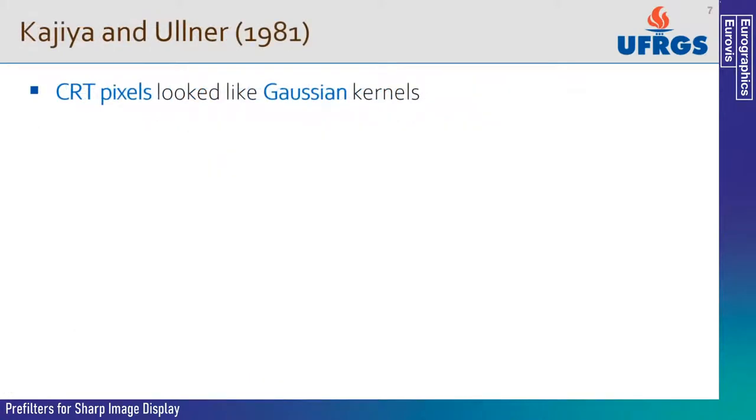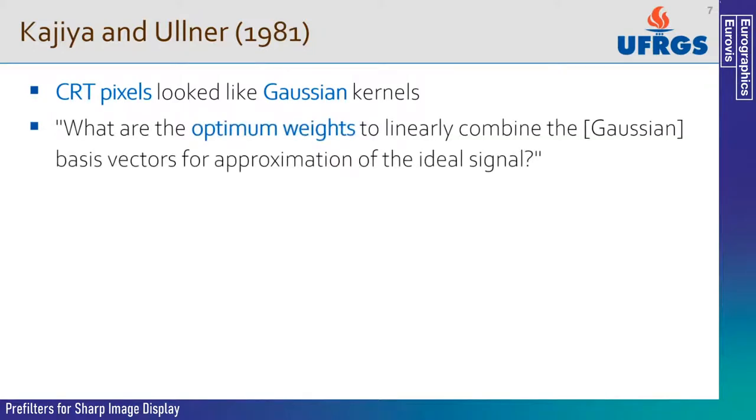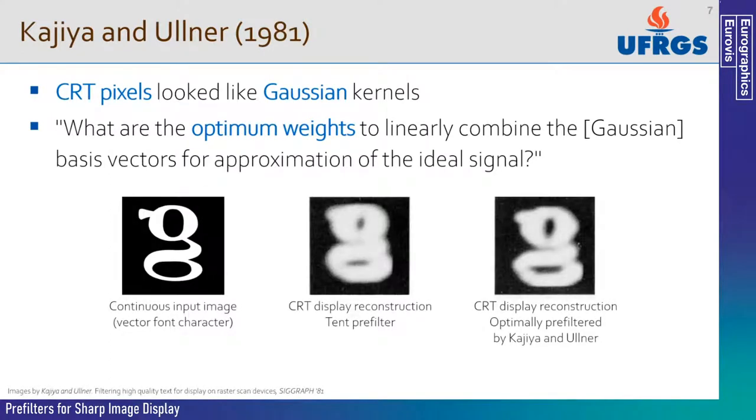We are not the first ones to pre-correct images for display reconstruction. Kajiya and Ullner modeled the pixel of a CRT monitor as a Gaussian function, and then asked, what are the optimal weights to linearly combine the Gaussian kernels to approximate the original signal? Here's an example of the results they obtained. When pre-filtering and sampling a continuous image naively with a sinc filter, the image displayed on a monitor was excessively blurry. Their optimal pre-filtering, shown on the right, produced an image where borders are better defined.